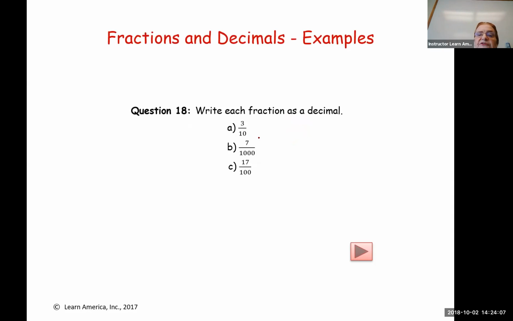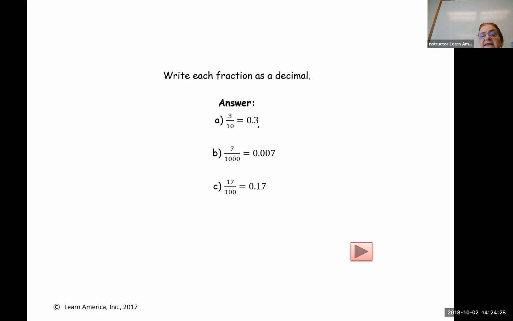We want to write each fraction as a decimal. Okay. In other words, it's still a fraction, but it's written in the form of a decimal. So 3/10, 7/1000, 17 over 100. These are very simple because when we have powers of 10 as our denominator, we can really just do it mentally. So 3/10 is the same as writing 0.3. 7/1000 is the same as writing 0.007. And 17/100 is the same as writing 0.17.